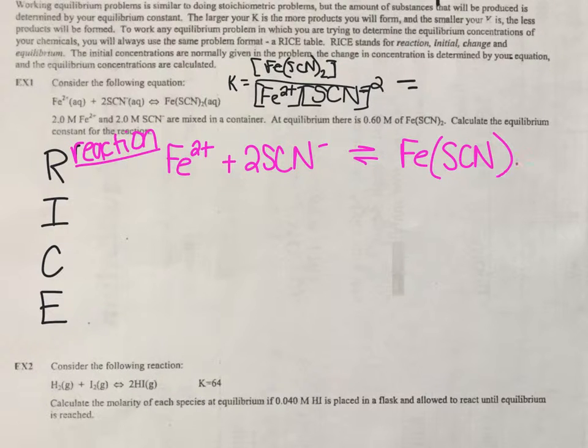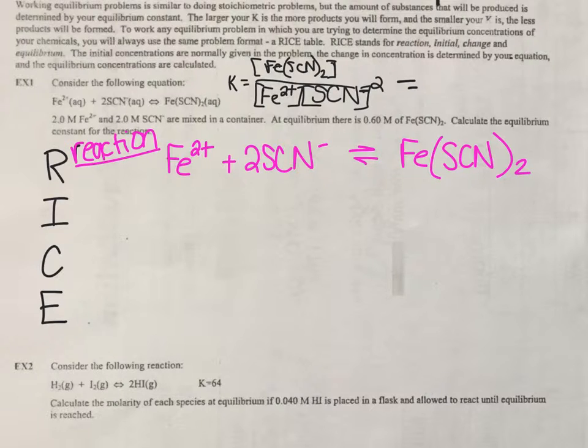This could also be a place where if you notice that you have a solid or a liquid, you don't have to necessarily put them into the RICE table, or you get to put a big X over them and it makes your RICE table smaller and it's great, okay? But for this, they're all aqueous, so they're all included.